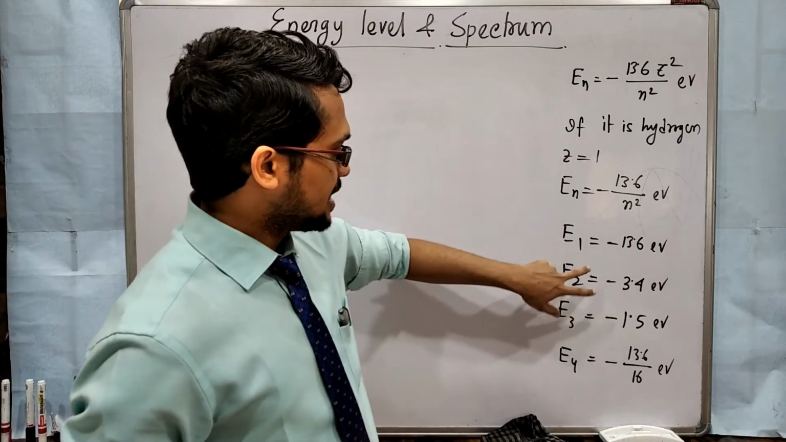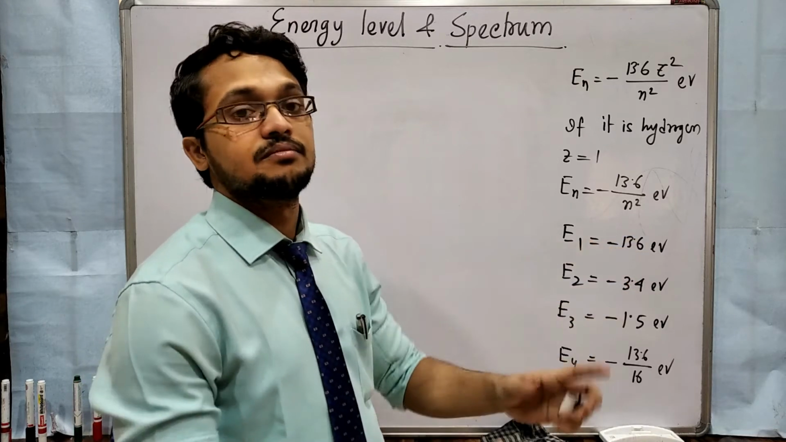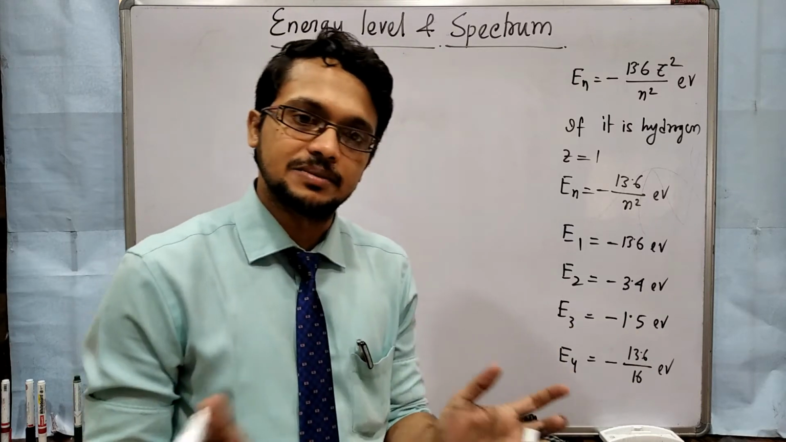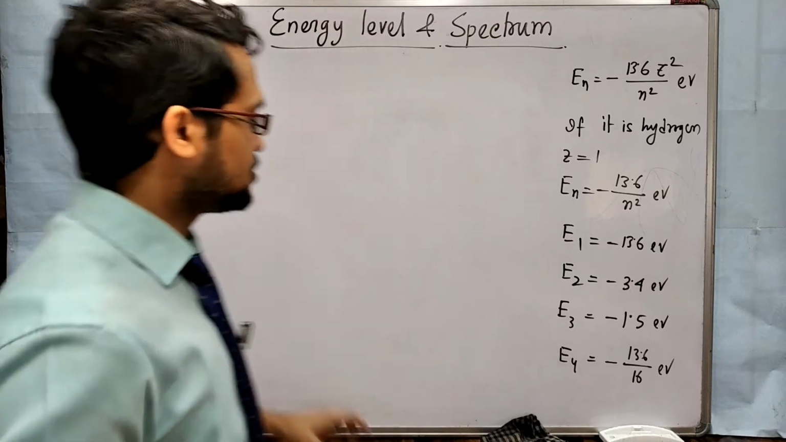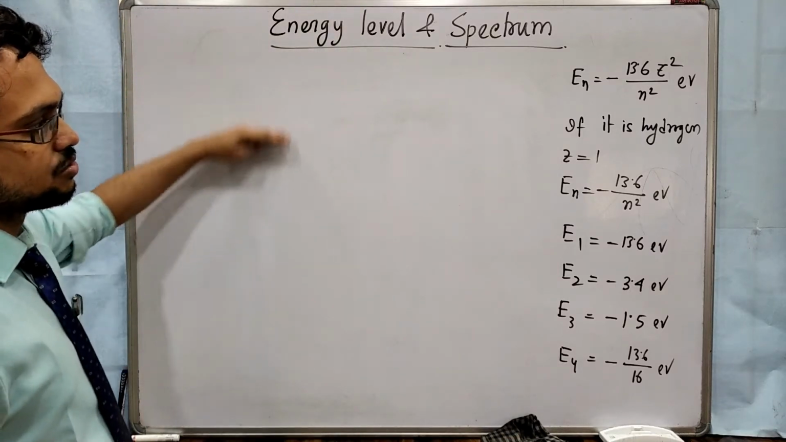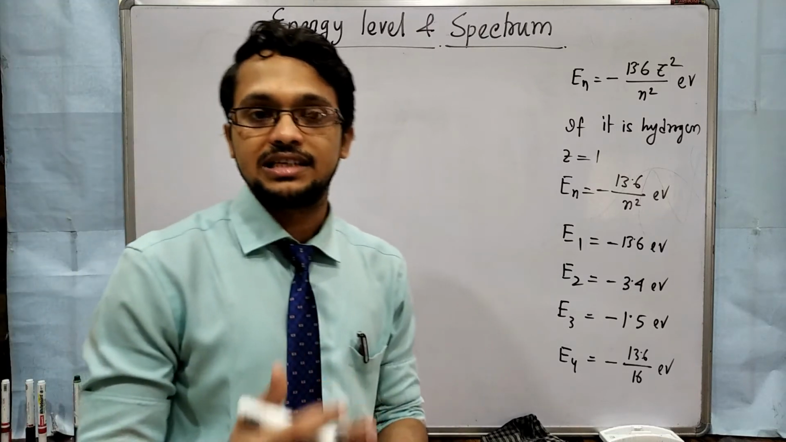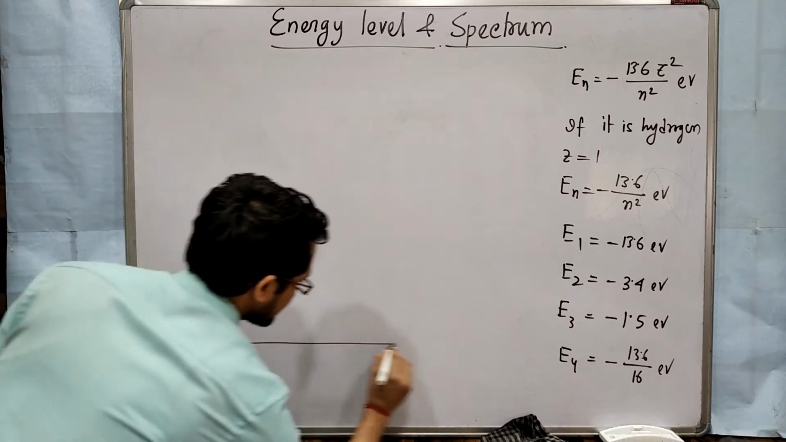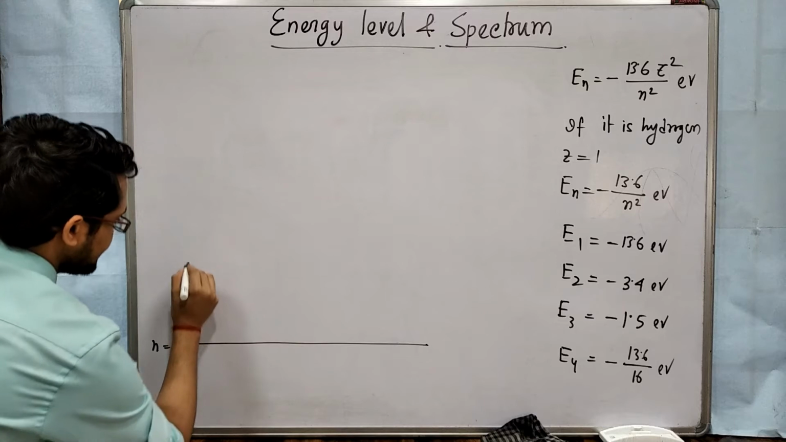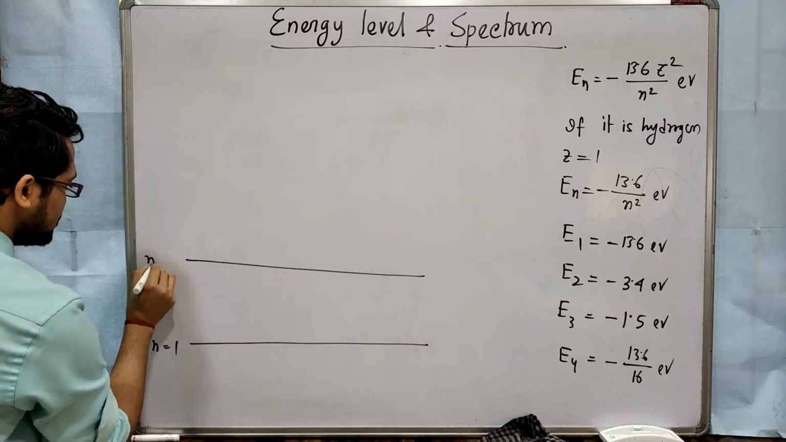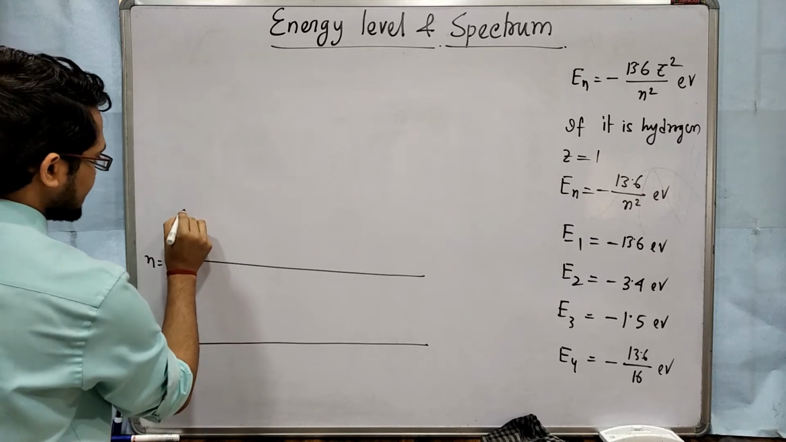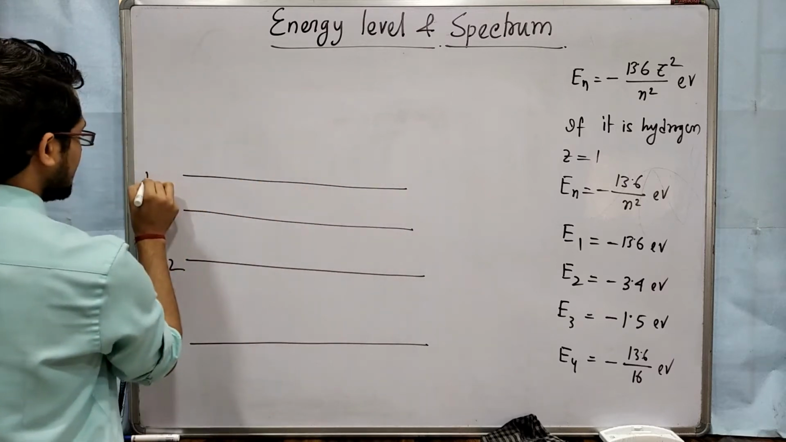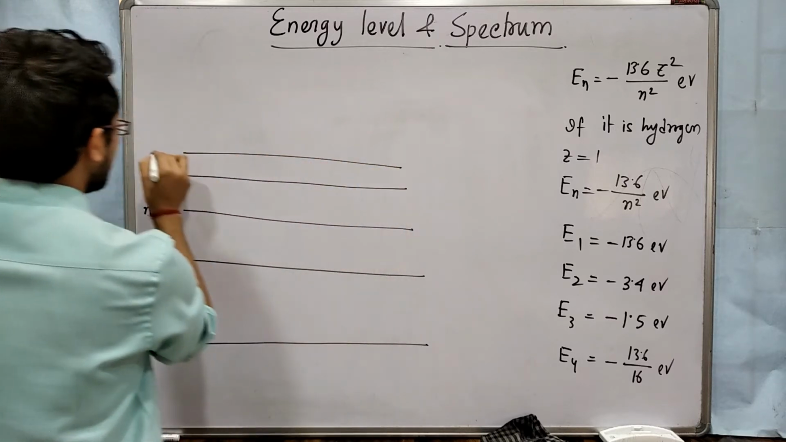Look here, when I am going from 1 to 2, the gap is much bigger. 2 to 3, the gap is becoming smaller. 3 to 4, the gap is becoming smaller and smaller. So when we go from n equal to 1 to infinity, the energy gap between two consecutive levels will go on decreasing. So in this way we will draw: this is n equal to 1, then n equal to 2, and this gap will go on decreasing. This is n equal to 3, then n equal to 4, and in this way it will go on decreasing.